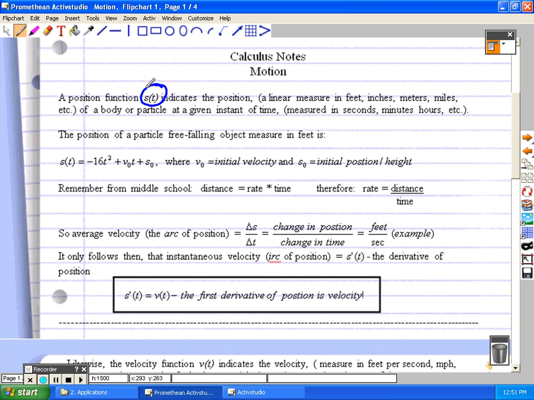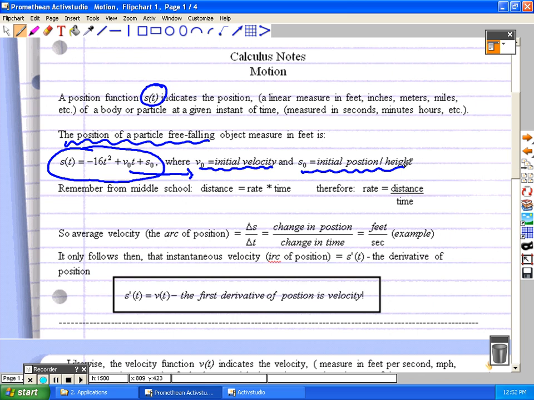The position of a free-falling particle, which is something that you did in multiple classes, Algebra 1, Algebra 2, and Pre-Cal. This is a formula that you must know. Negative 16t squared, that has to do with the force of gravity. T, of course, is time. V sub 0 is initial velocity, so times t, and S sub 0 is initial position.